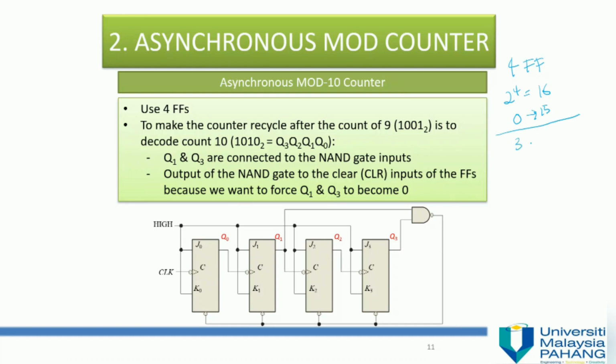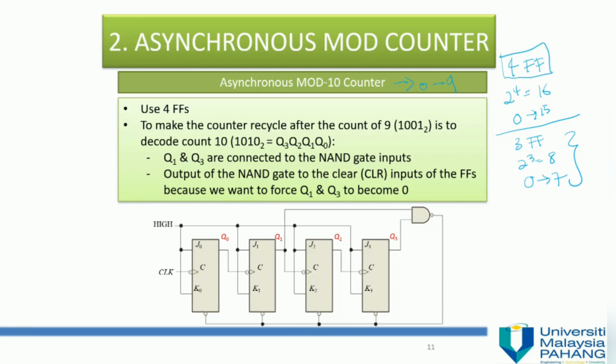But if we have 3 flip-flops, 2 power of 3 equals 8. It can count from 0 until 7. So 3 flip-flops is not enough to count from 0 until 9. Mode 10 means that we count from 0 until 9. So we have to add one more flip-flop to count from 0 until 9, where we need 4 flip-flops.